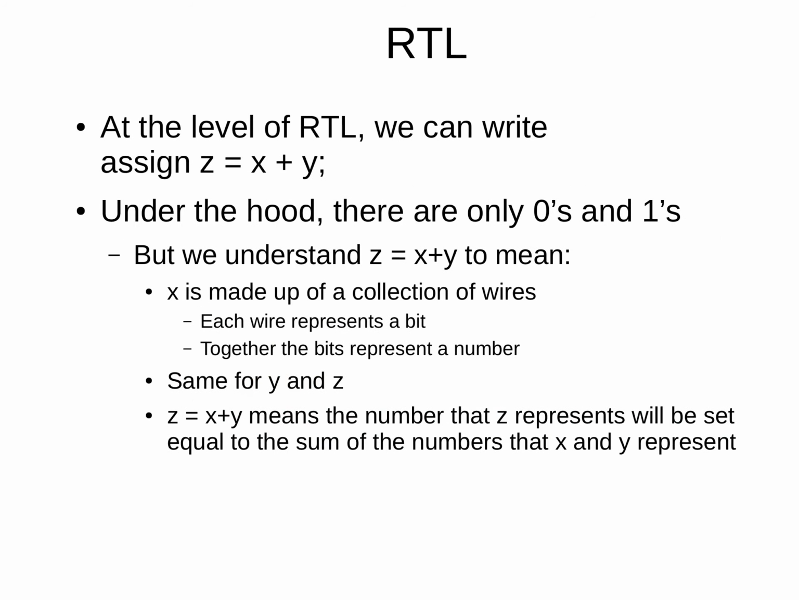If we do decide that we will treat binary numbers as integers, then we are able to write things like assign z equals x plus y. That's something that both we understand and Quartus understands. It can translate that into an operation using only zeros and ones.